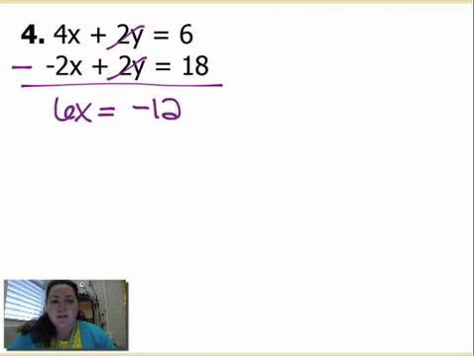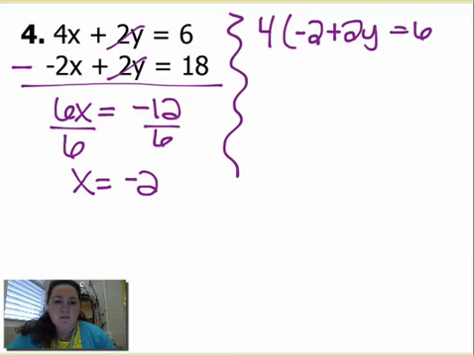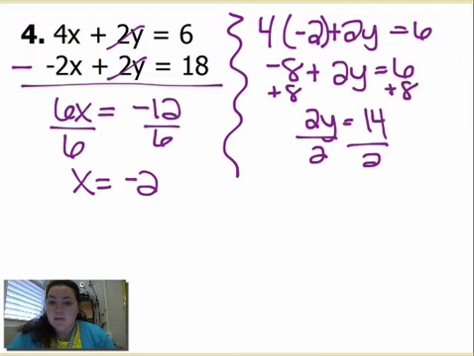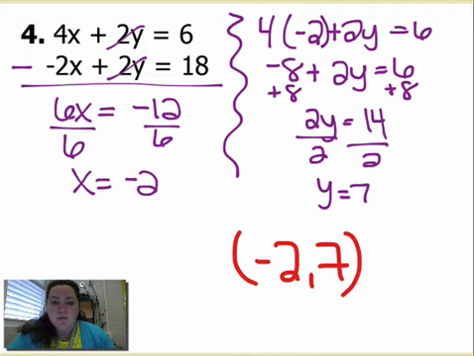And then 6 minus 18 gives me negative 12. Divide by 6, I get x equals negative 2. I'm going to plug negative 2 into my first equation there. So 4 times negative 2 gives me negative 8, plus 2y equals 6. Add the 8 to both sides. I get 2y equals 14, and then I can divide by 2, so y equals 7. So I get negative 2, 7.